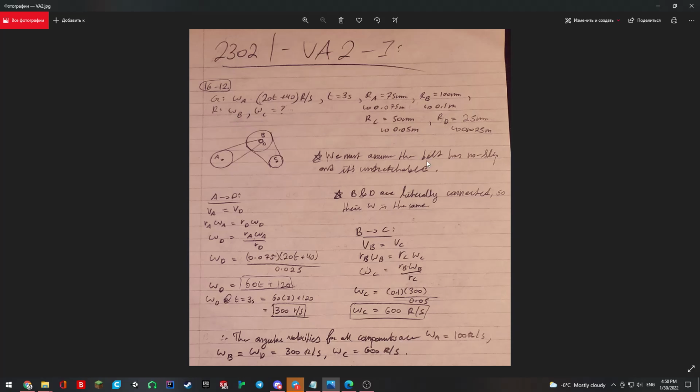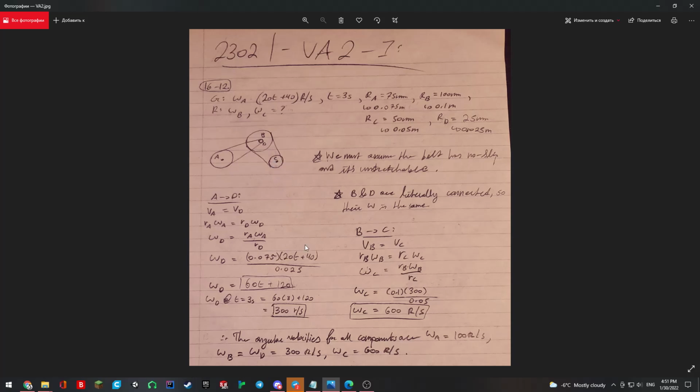Then I wrote our assumptions. We must assume that the belt has no slip condition and the belt is unstretchable, which means that the length doesn't change over time via stretching. We can also determine that omega B is equal to omega D because they're literally connected, so their speeds are going to be the same.